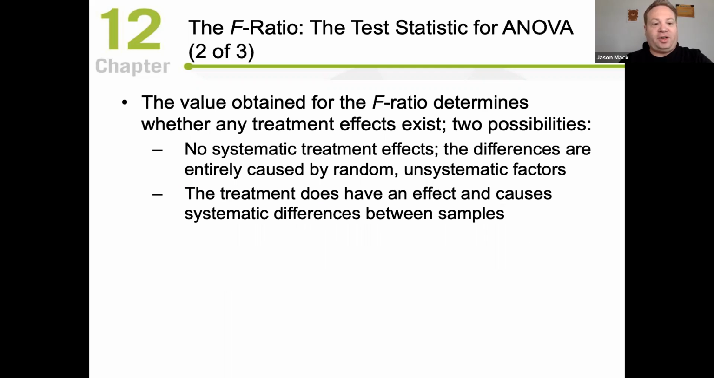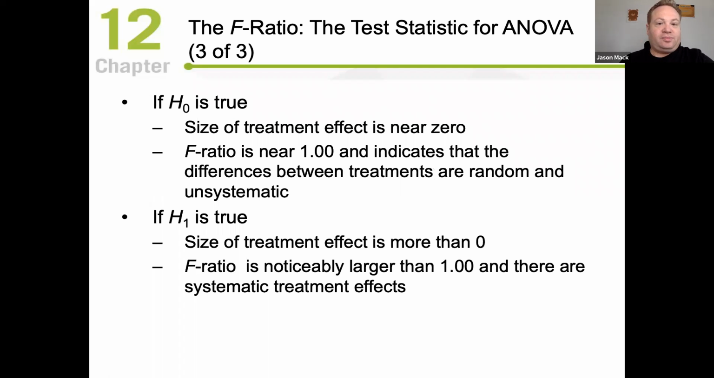There are 2 possibilities. No systematic treatment effects: the differences are entirely caused by random, unsystematic factors, or the treatment does not have an effect and causes no systematic differences between samples.